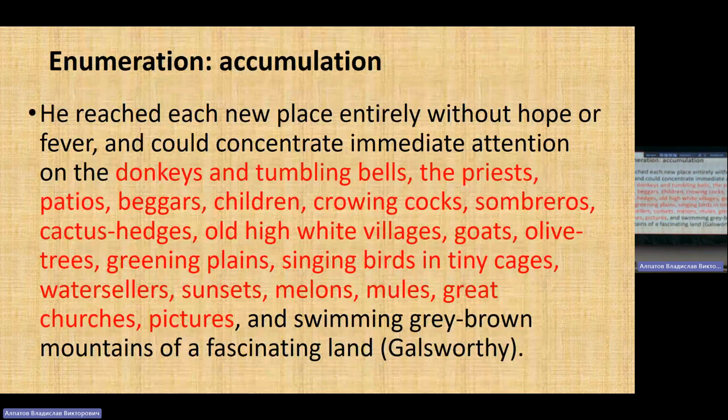This is from Galsworthy. He reached each new place entirely without hope or fever and could concentrate immediate attention, and here, of course, this is ironic, on the donkeys and tumbling bells, the priests, patios, beggars, children, crowing cocks, sombreros, cactus hedges, old high white villages, goats, olive trees, greening plains, singing birds in tiny cages, water cellars, sunsets, melons, mules, great churches, pictures, and swimming gray-brown mountains of a fascinating land.